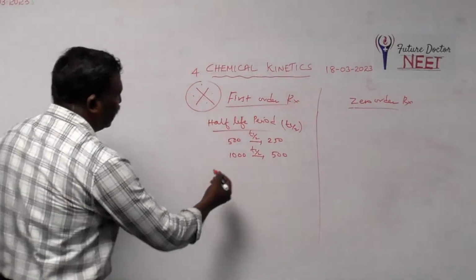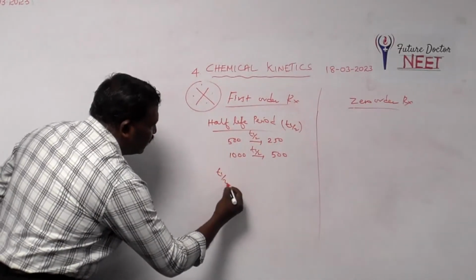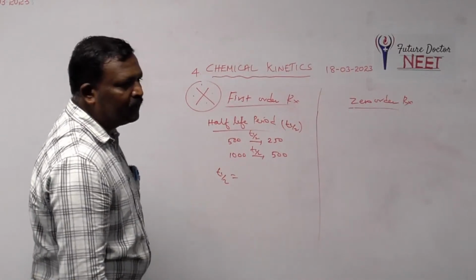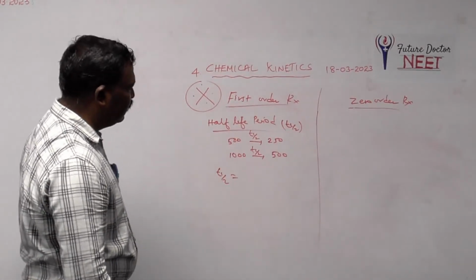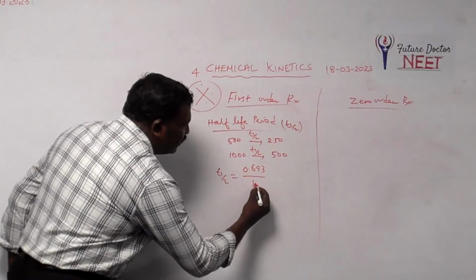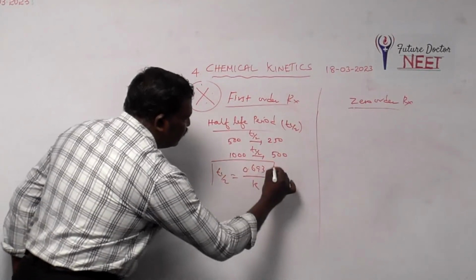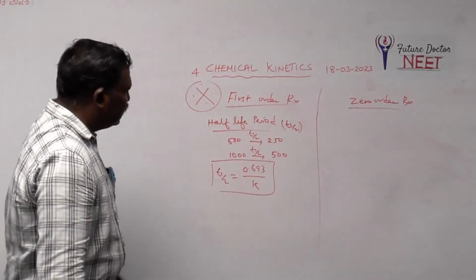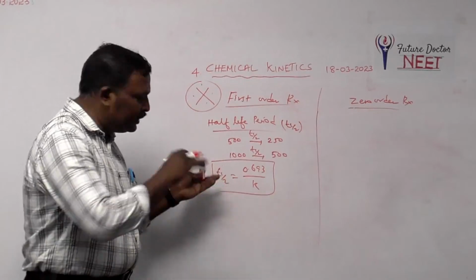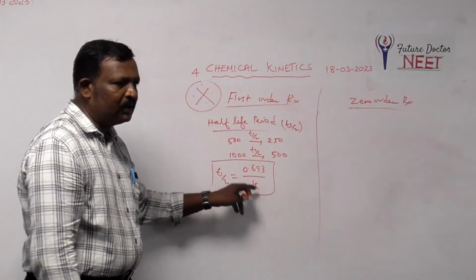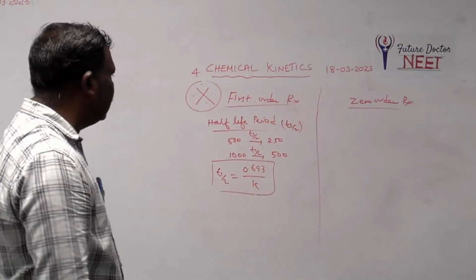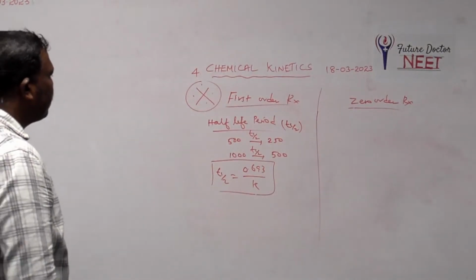Sure. It has one formula. What's the formula? Tell me. You studied it in 12th standard. Very familiar formula. 0.693 by K. It's the formula. Understood? Sometimes they will give K, and we have to find out half-life period. Or half-life period is given, and we have to find out K. Just remember the formula: 0.693 by K. Okay.